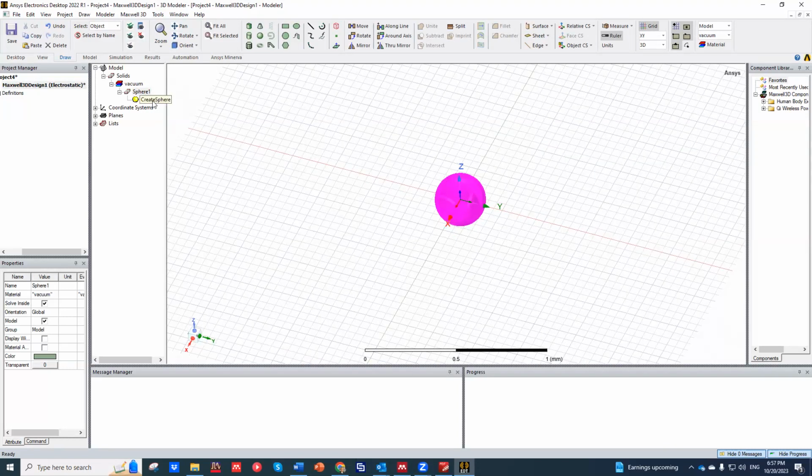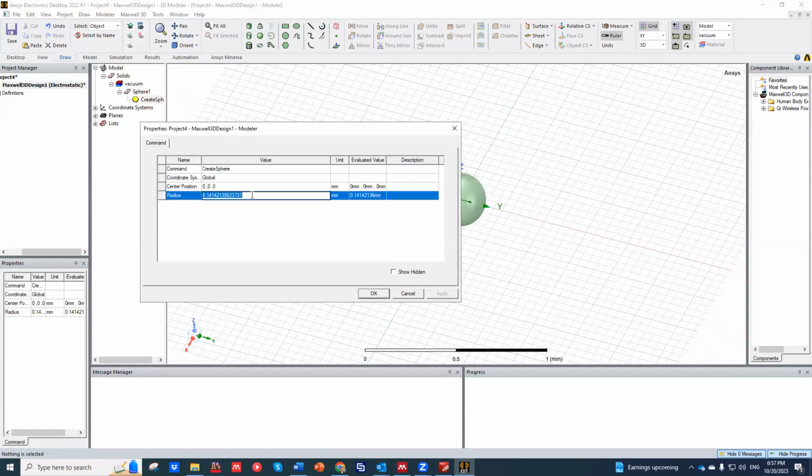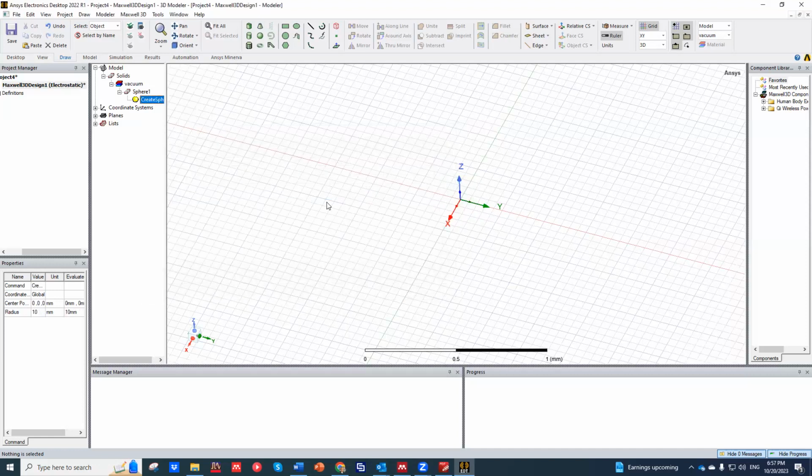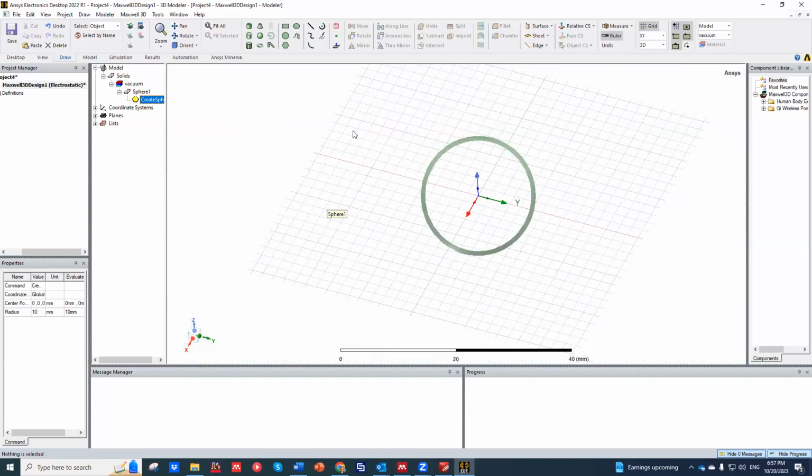Then if I double click this sphere's parameters, it allows me to get the value of the radius of the sphere. I can parameterize this one, but for now, let me just assign it some number, for example, 10 millimeters. So a 1 centimeter radius sphere. Okay, so this is my sphere.